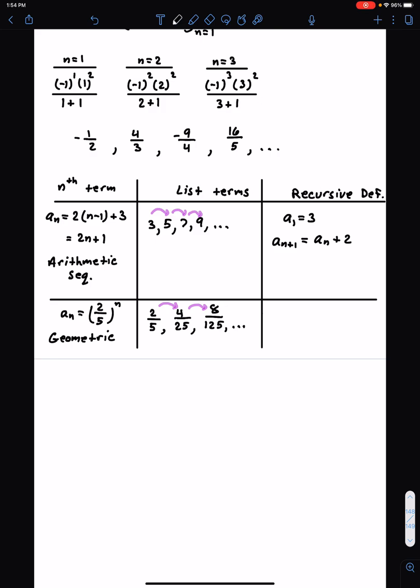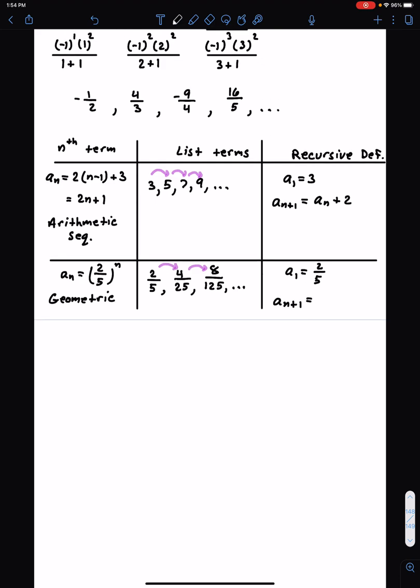The recursive definition would be a1 is 2/5, since that's the starting point. The n plus first term, or a sub n plus 1, is equal to 2/5 times a sub n.